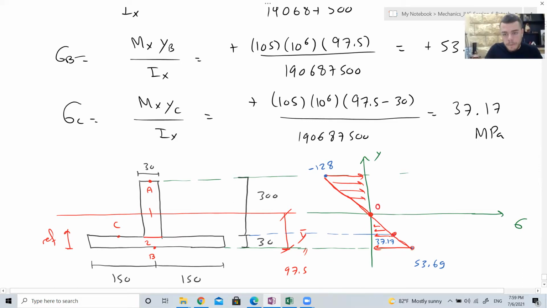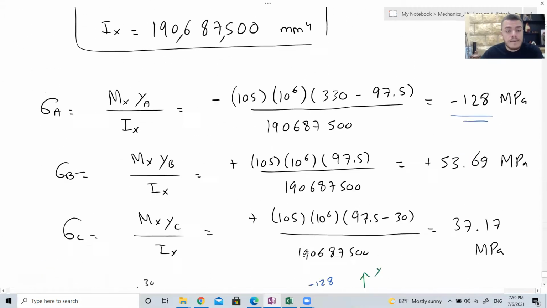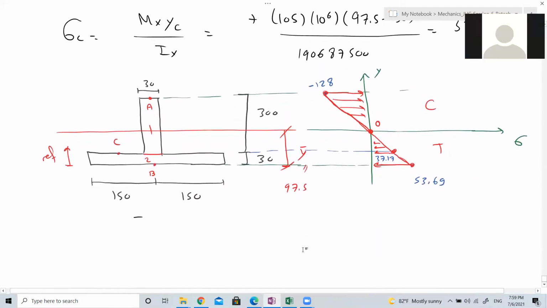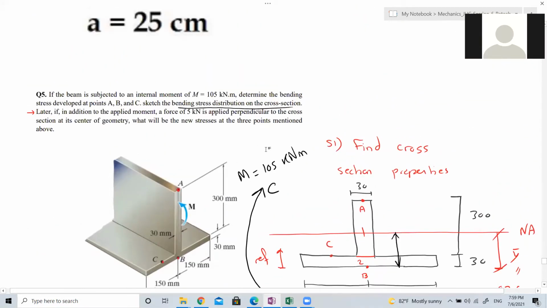These are positive, meaning tension. These are negative, meaning compression. Do you understand? That's it. Yes, clear. Did all of you understand the distribution for the bending stress? Yes. Did you notice that in bending stress, sigma is maximum at the boundaries, whereas in shear stress, tau is equal to zero at the boundaries?